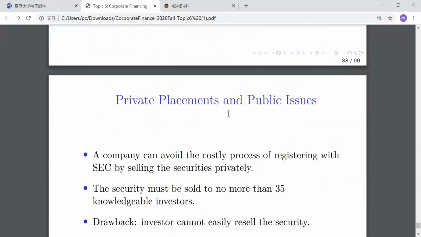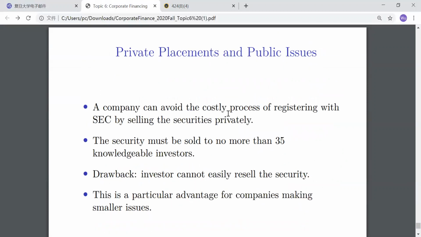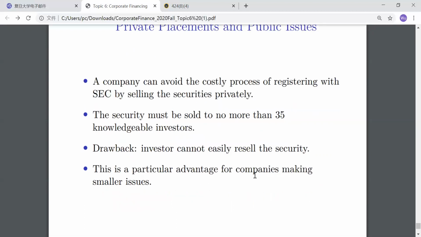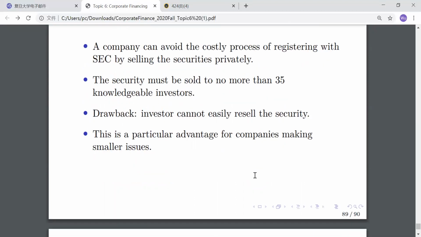And finally, we're going to talk about private placement for a little bit, right? The company can avoid the costly process of registering with the SEC by selling the stocks privately, right? But of course, that will be on a very small scale. It must be sold to no more than 35 knowledgeable investors, right? And the drawback here is that the investor cannot easily resell the security because there's no liquidity. There are only 35 investors out there, right? But there's an advantage that you don't have to disclose everything to the public. That is the advantage.